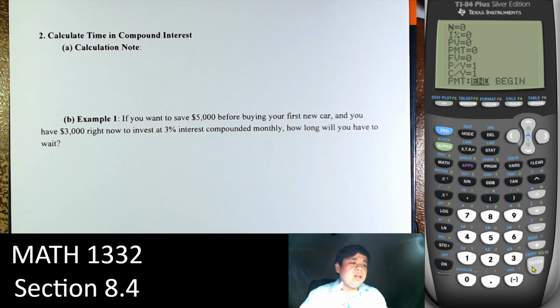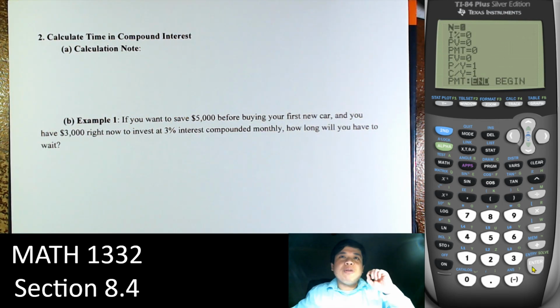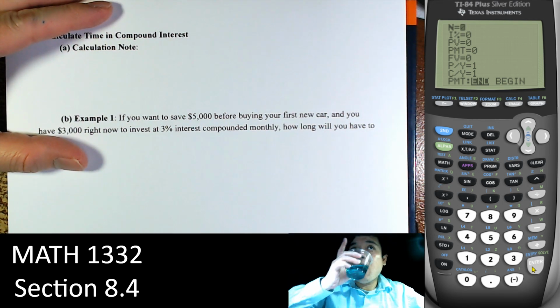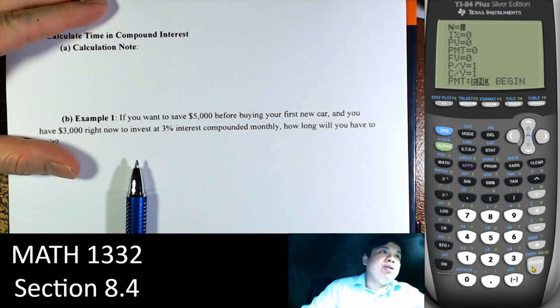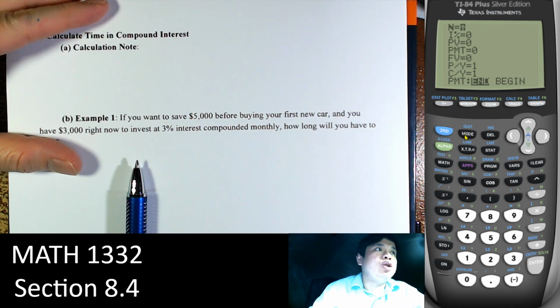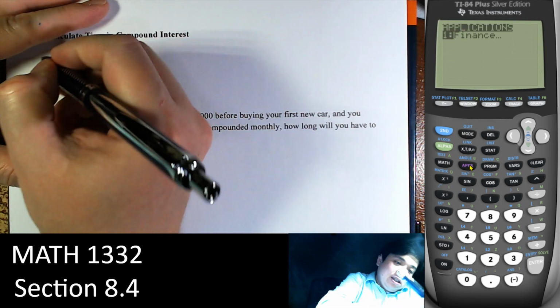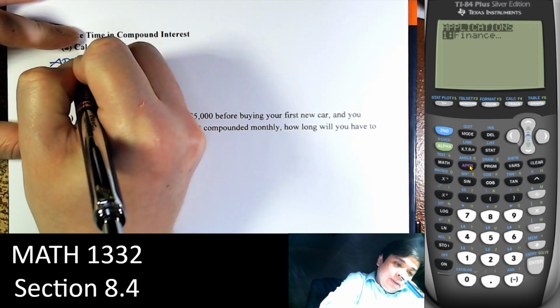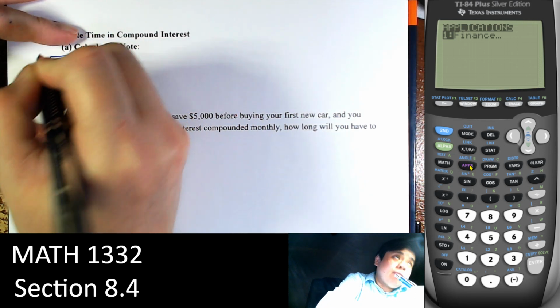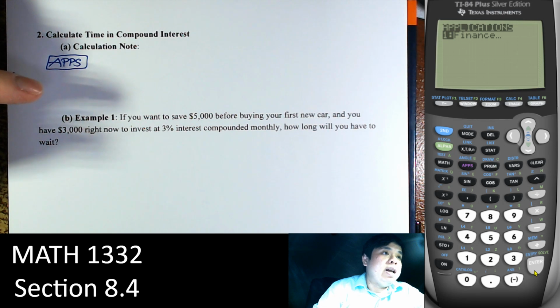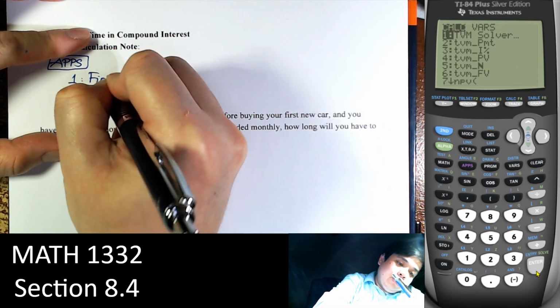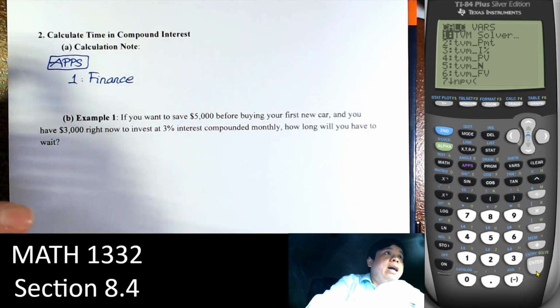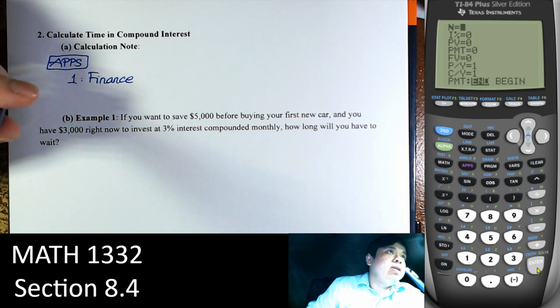So I'm going to write out this note and then we go back to the previous problem, check a few things. Let me just do that again. Second mode is to get back to the home screen. First hit apps, and then the first option there is 1, Finance, so hit enter. And then hit 1 again for TVM solver.